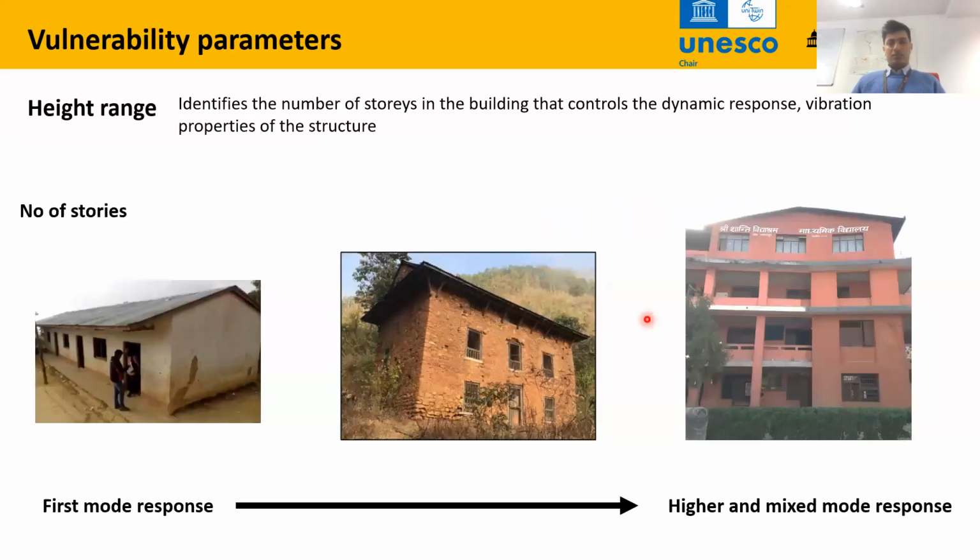So that was the first parameter. Now we move on to the height range. In masonry buildings, we mostly have low-rise buildings extending 1, 2, 3, or 4 stories maximum, most commonly. As the number of stories increases, the vulnerability increases because of higher modes coming into play, the more flexibility of the buildings, and so on.